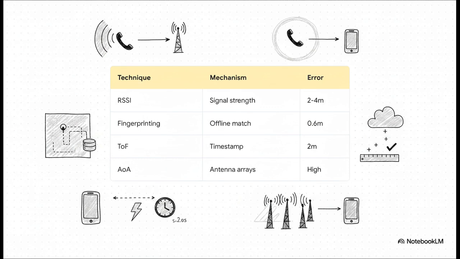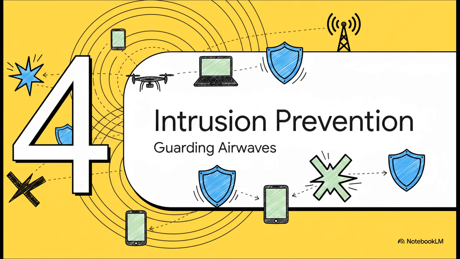Then there's time of flight, which literally measures the nanoseconds a signal takes to travel back and forth for room-level accuracy. And lastly, angle of arrival uses multi-antenna arrays to calculate the exact angle of an incoming signal. When you combine all of these together, defenders can map out exactly where every single device is physically located in a building. That brings us to Section 4, wireless intrusion prevention, guarding the airwaves.